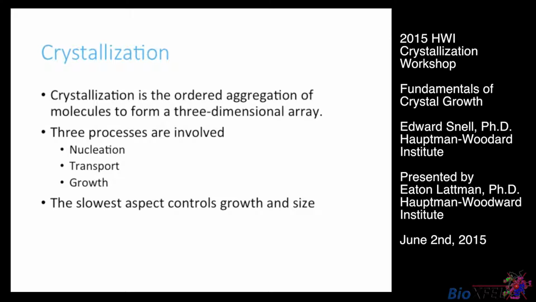Here's his definition of crystallization. There are three processes involved. Nucleation is the creation of a small handful of molecules arranged in an orderly way onto which molecules can add. Transport means that when the nucleus forms, there are molecules nearby that will diffuse over to it and help it grow, and growth means growth. The slowest aspect controls growth and size. Characteristically, that's not nucleation, but not always.